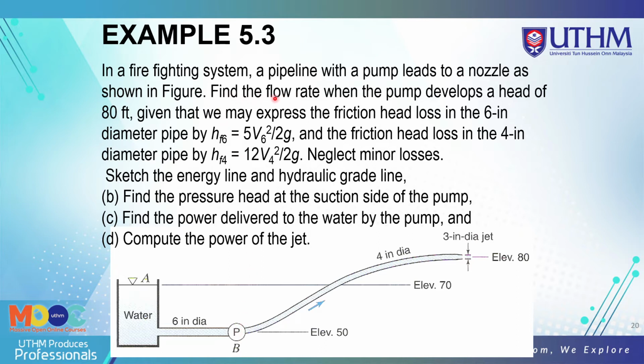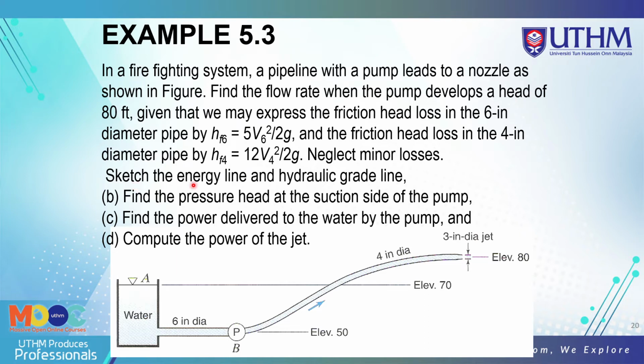Find the Q when the pump develops a head of, they use feet, so this is using 80 feet. Given that we may express the friction head loss in the 6-inch diameter pipe by HF6 and the friction head loss in the 4-inch diameter pipe by HF4, neglect minor losses. So if they mention neglect minor losses, there is no HM. We just only have the HF.